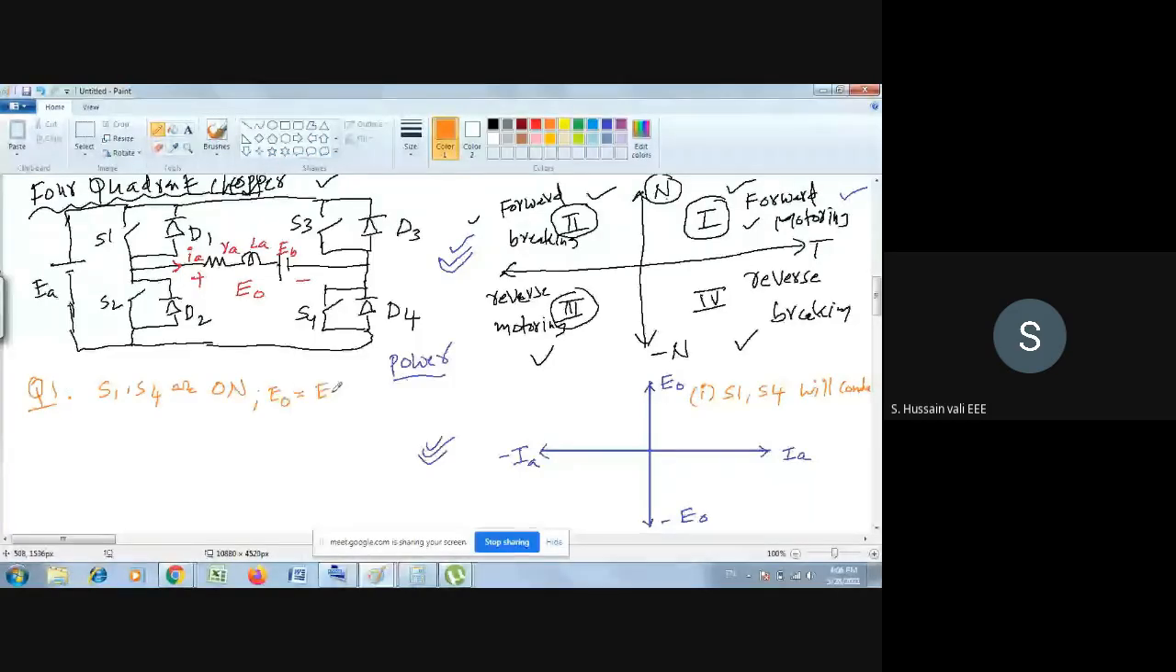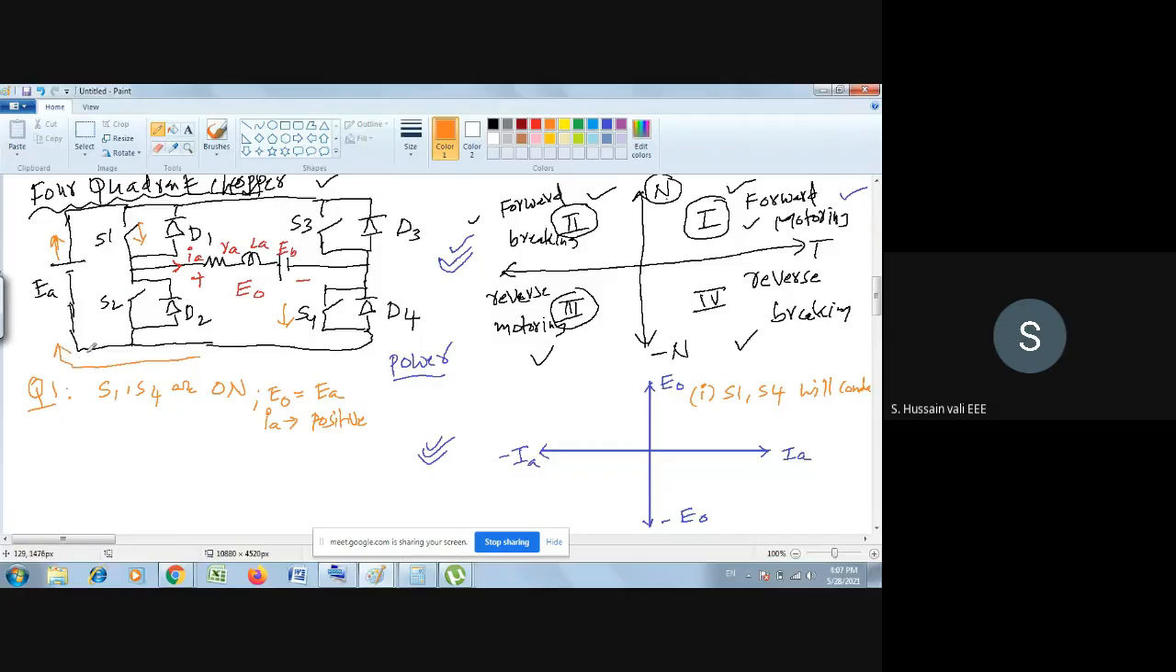E naught will be EA. And IA will move from left side to right side. Rather than writing left side to right side, I will write positive. Positive means this reference direction, that is from left side to right side. You see yourself, when S1 is on and S4 is on, then this EA will be there, so the current will flow like this through S4.